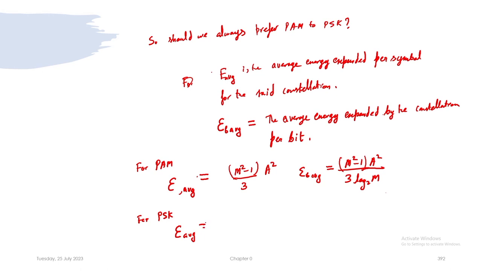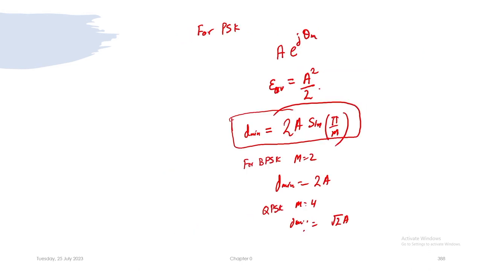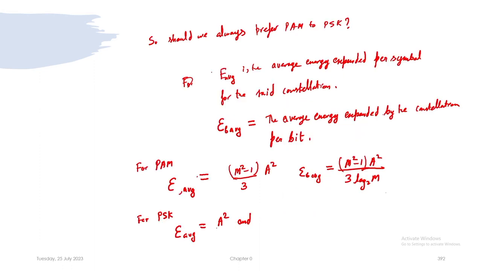And for PSK, E average equals A squared, and not A squared by 2, this is A squared. This is in the definition. So this is the baseband energy, not the passband energy. There's an ambiguity in that, that the E average equals A squared and E_b average equals A squared by 2.